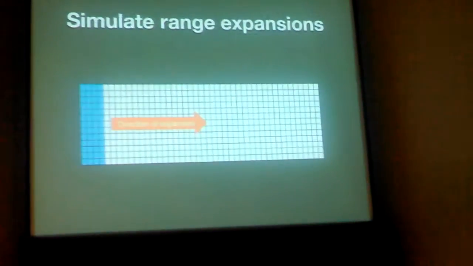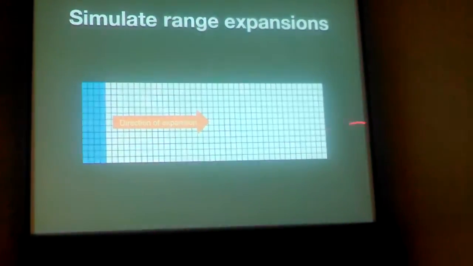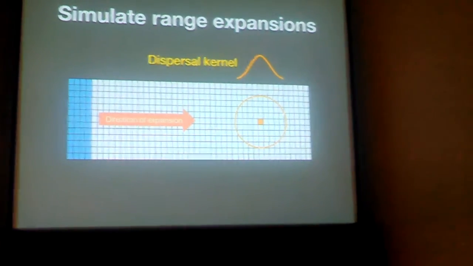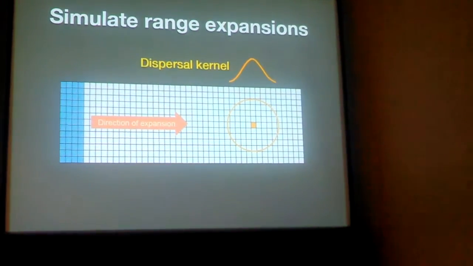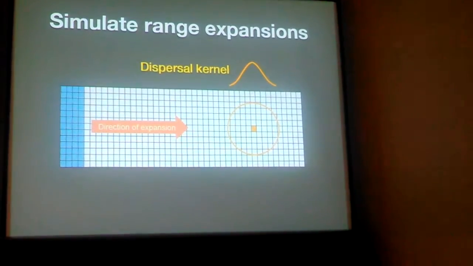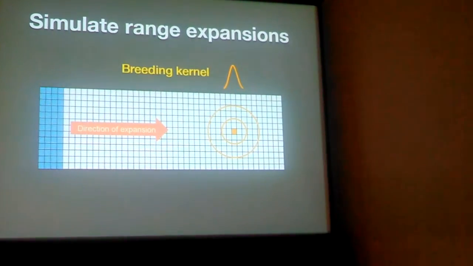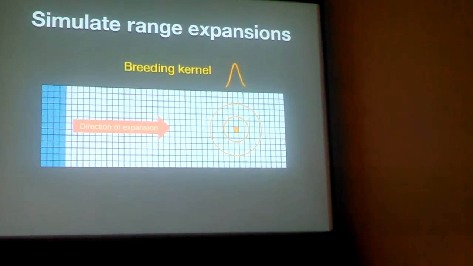Okay, so what this looks like when we actually put the simulations in action, we have this large-scale landscape. Individuals start at the left, and then they just expand over empty space. Any given spot on the location has a defined dispersal kernel that says the probability of you dispersing a certain distance. And then there's a smaller breeding kernel that defines your probability of mating with nearby individuals.